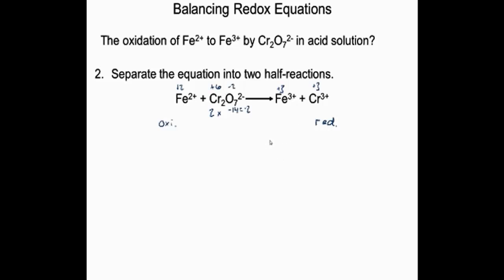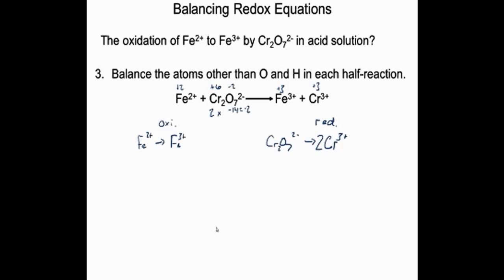So I'm going to go ahead and write Cr2O7 2- is going to yield Cr3+. And for now, I'm going to add a 2 over here just to balance my chromiums. So my oxidation reaction must just be my irons. So I'm going to have Fe2+ going to Fe3+.